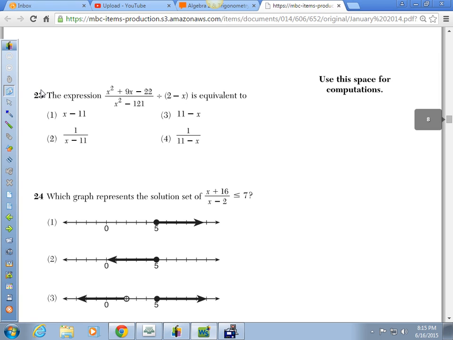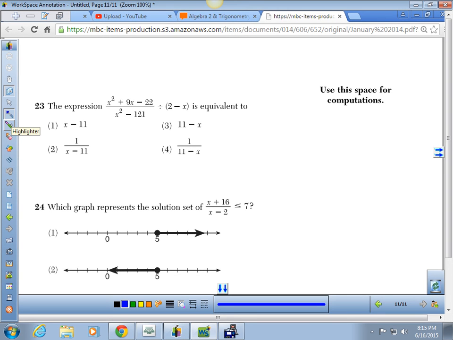What are we doing on 23? We're going into the calculator again, right? We're going into the calculator. What do they want us to do here, though? This is all just factoring. Okay. What multiplies to 22 that's going to subtract to give me 9?